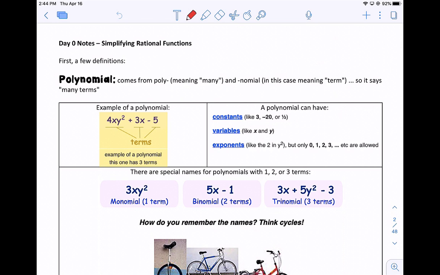Day 0 notes is on simplifying rational functions. First, we're going to look at a few definitions. The first definition is polynomial. Polynomial comes from poly, which means many, and nomial, which means term. So essentially it means many terms.